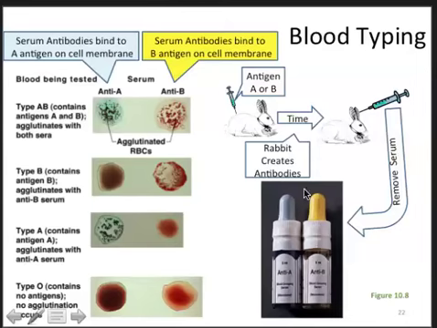This is just a diagram showing you how we generate the antibodies. Essentially, we inject human antigen, either A or B, into the bloodstream of a rabbit. The rabbit will then over time generate antibody against the antigen, and then we'll purify the antibody from the plasma of the rabbit, and that's where we get our antisera from.